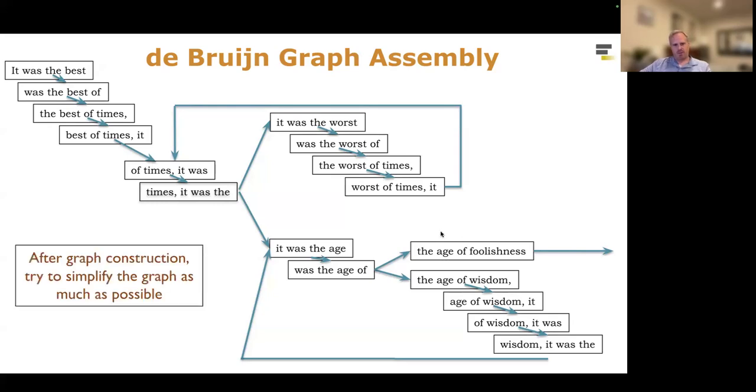So in practice, what we want to do is build this graph following just this very simple rule, just a few dozen lines of Python, you could easily implement this.